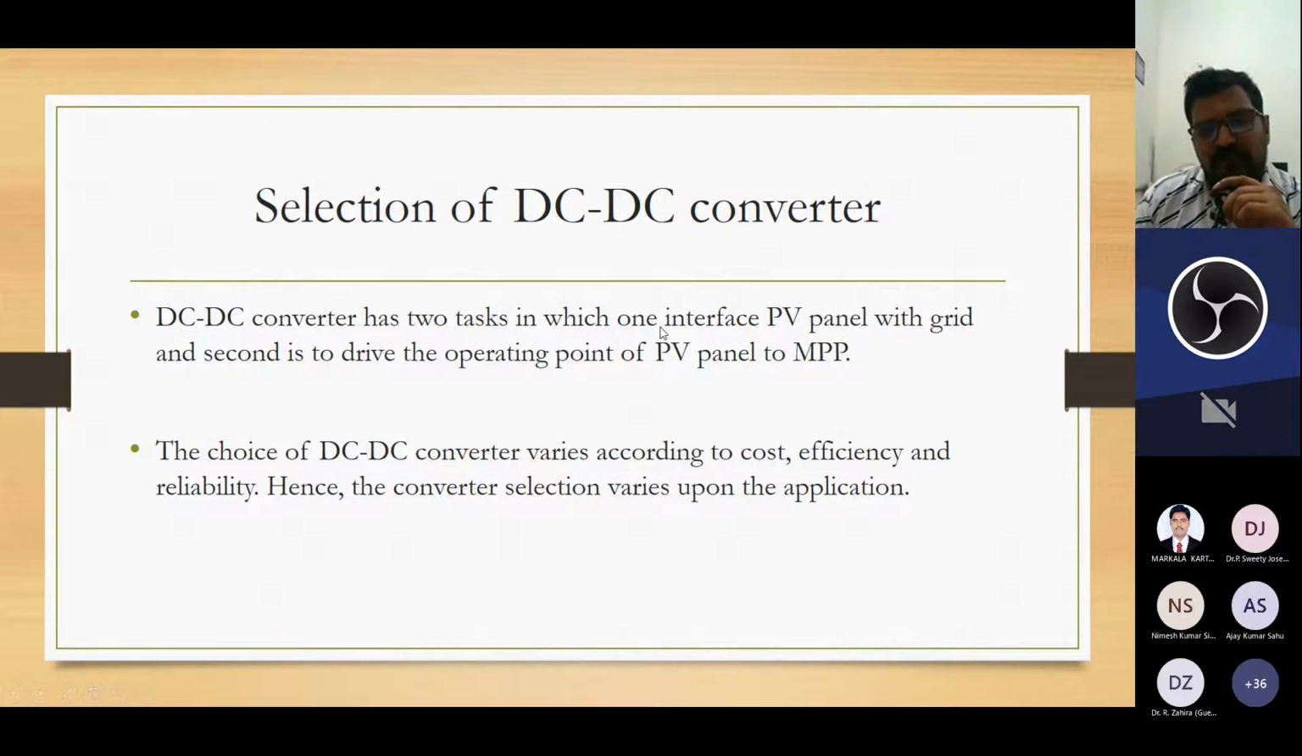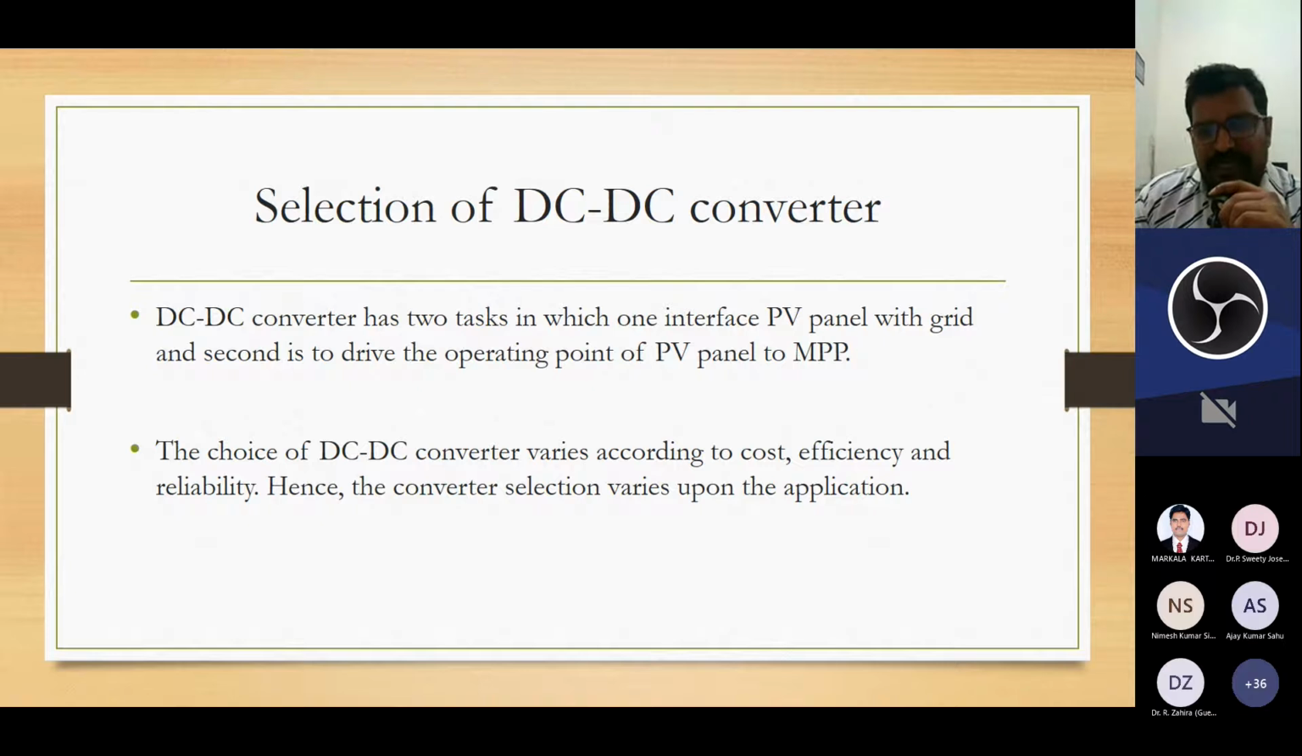As we previously discussed, for the selection of the DC-DC converter, the converter has two tasks. One is to interface the PV panel with the grid or drive, and the operating point of the PV panel has to match with the MPPT. Either it has to be integrated with the grid or drive the motor at an operating point. As we want to drive the motor, we have to operate the PV panel such that the load line matches the operating point, and it also has to track the maximum power.